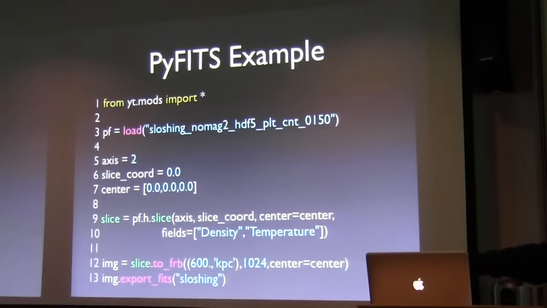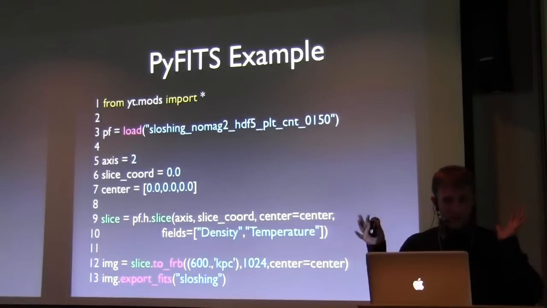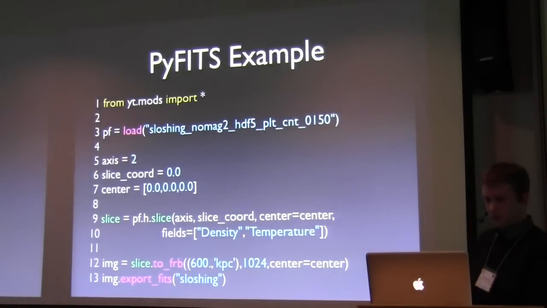And then we create a fixed resolution buffer, I'm calling it image, out of that slice object. 600 kiloparsecs width, 1024 cells. And then in YT you can take a fixed resolution buffer and call export FITS on it to output a FITS file. It will basically just take the fixed resolution buffer and dump it into the FITS file. Now that's really handy.